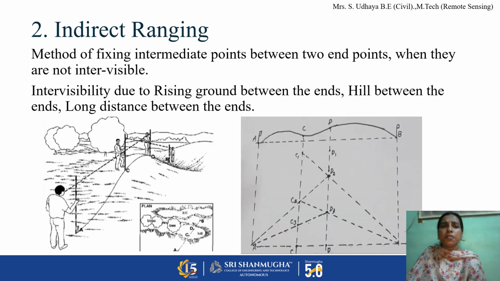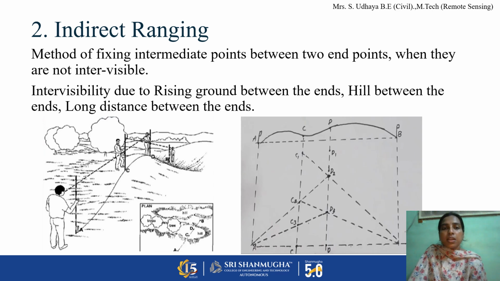The second method of ranging is indirect ranging. Indirect ranging is also a method of fixing an intermediate point between two endpoints, but here the two endpoints are not intervisible. From point A, B is not visible, and from point B, A is not visible. That means there is an obstruction, such as rising ground or a building, between A and B. In this case, we have to follow indirect ranging.